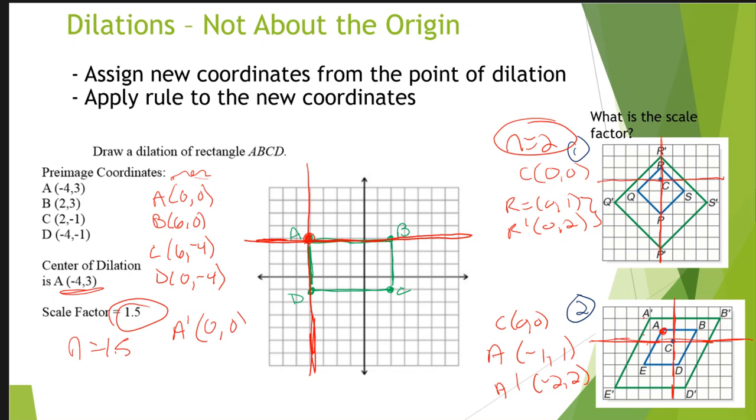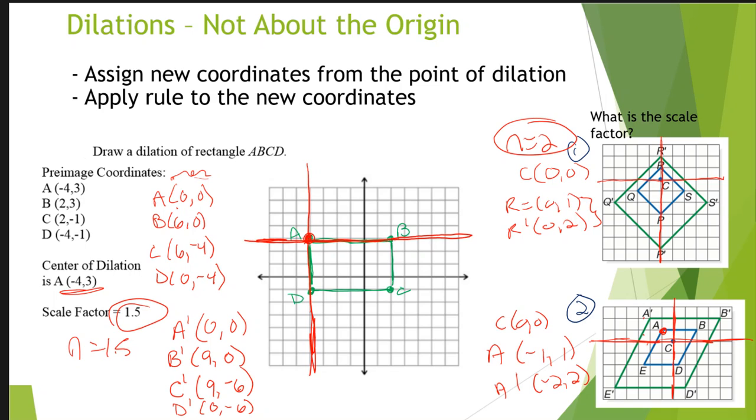0, 0 still, because 1.5 times 0 is still 0. 6 times 1.5 is going to be 9. I can't squeeze it there, so I'm just going to write it down here. B prime is 9, 0. C prime is going to be 9, -6. And D prime is going to be 0, -6. Again, you take the scale factor and you multiply it. If we just multiplied the scale factor by A and B and C as they were, we would not get the correct answer.